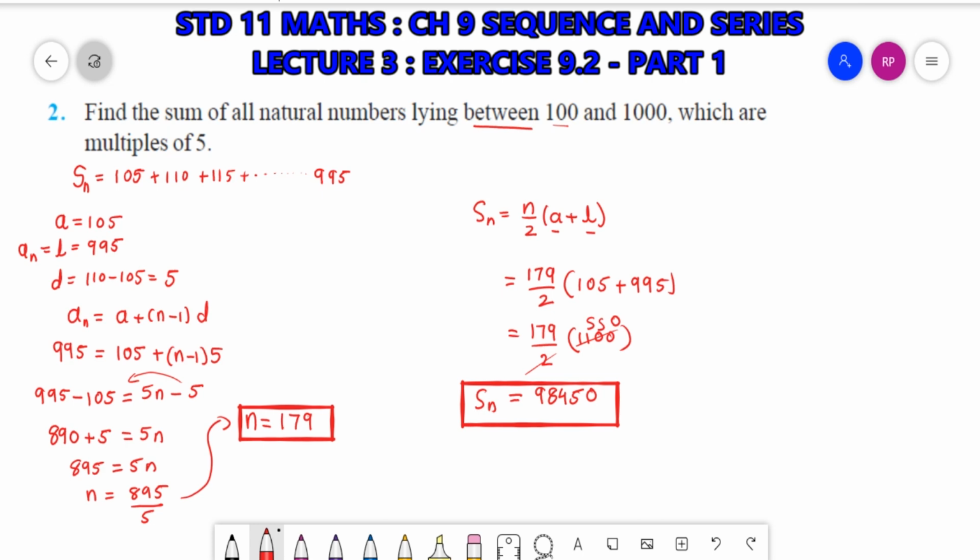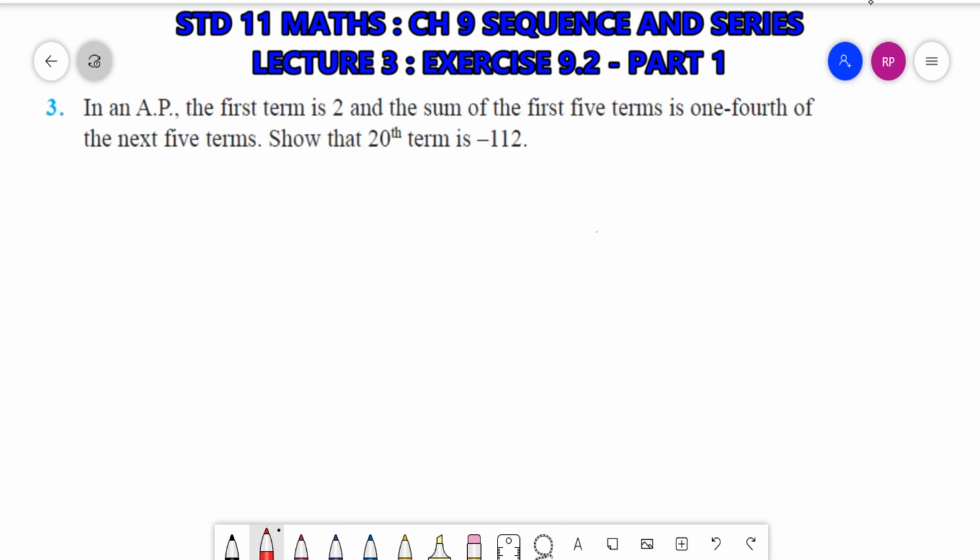Now let's move to the next question, that is question number 3. In an AP, that is arithmetic progression, the first term is 2. So let me write down the first term A is equal to 2. And the sum of first 5 terms is 1/4 of the sum of the next 5 terms. Show that the 20th term is minus 112. Means we have to show that A20 is equal to minus 112.